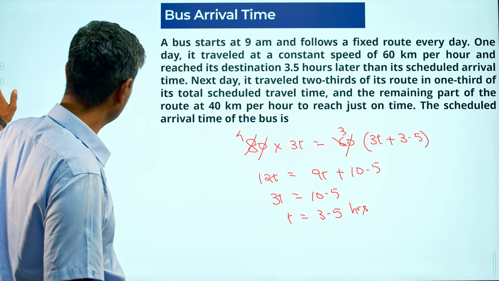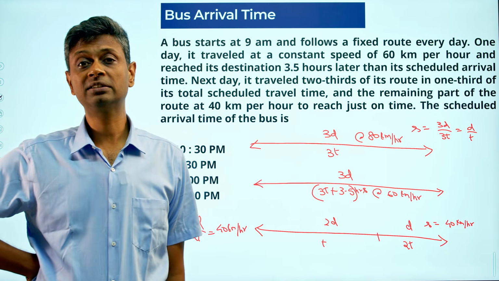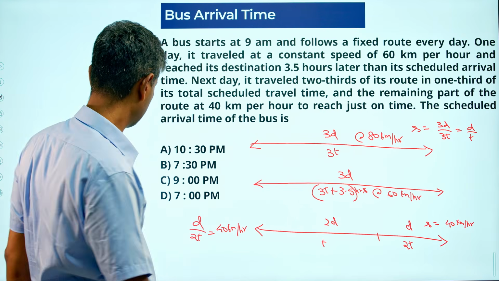So what is the scheduled arrival time of the bus? It starts at 9 a.m. and takes 10.5 hours. 9 a.m. plus 12 hours is 9 p.m. Minus 1.5, so 10.5 hours gives 7:30 p.m. Yes, it's there.